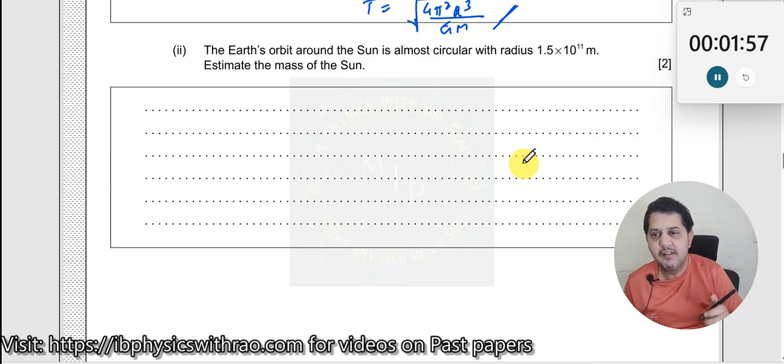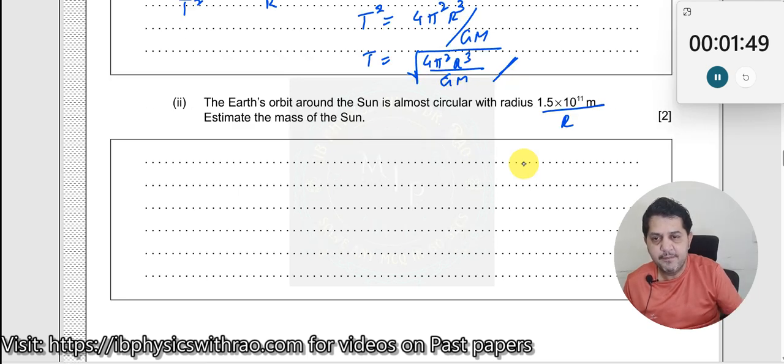Then the Earth's orbit around the sun is almost circular, with the radius given. Estimate the mass of the sun. So what should you do? Don't worry about anything. Just look at this formula here. Earth's orbit around the sun is almost circular.